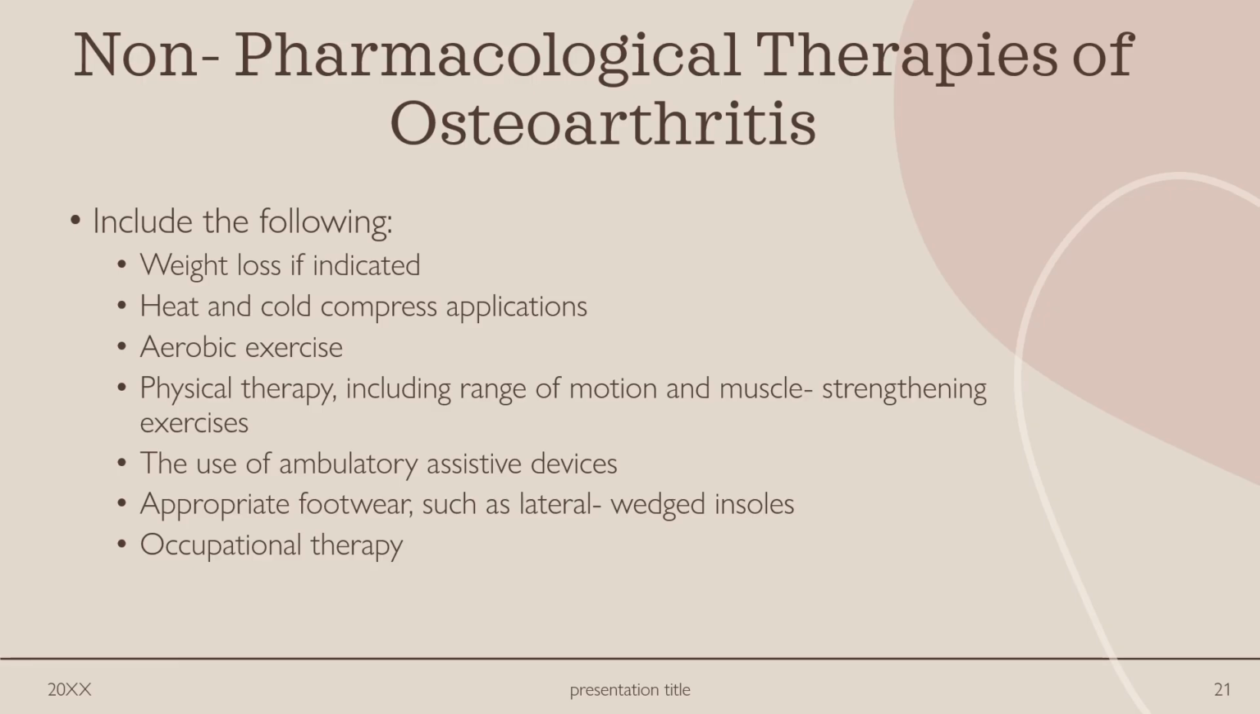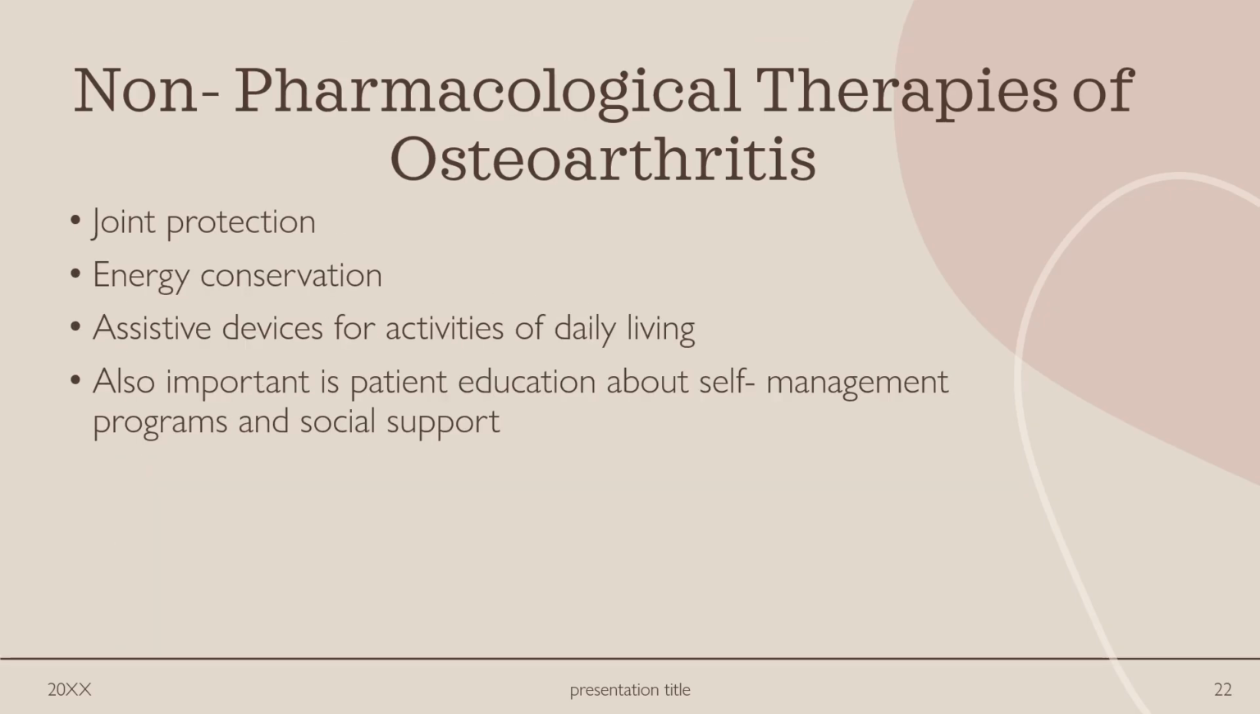Physical therapy, including range of motion and then those muscle strengthening exercises, the use of ambulatory assisted devices, walkers, canes, appropriate footwear such as lateral wedged insoles. This may not be the person who should be walking around in a pump, and then occupational therapy. Non-pharmacological therapies can also include joint protection, energy conservation, assistive devices for those activities of daily living. And then also important is patient education about self management programs and then social support.